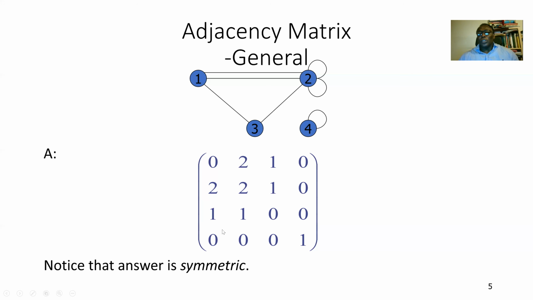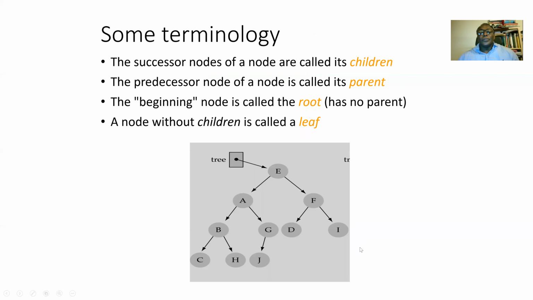Then I'll go to 4, the last row. 4 to 1, there's nothing, 0. 4 to 2, there's nothing, 0. 4 to 3, there's no edge, 0. But 4 to 4, we have one loop, so it's 1. So here we go through some of the terminology. So this is the answer for question number 1C concept.